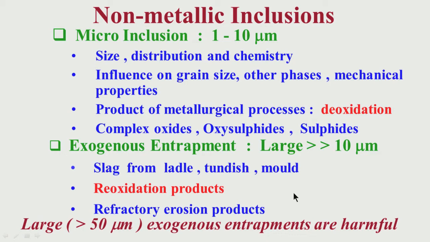This will create nozzle blockage during casting. So we have to be very careful, and their sizes are quite big. We can see these reoxidation products with our normal eyes. That means they are more than 100 micron in size.